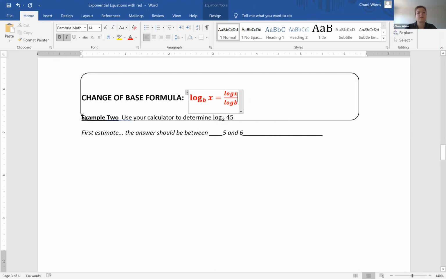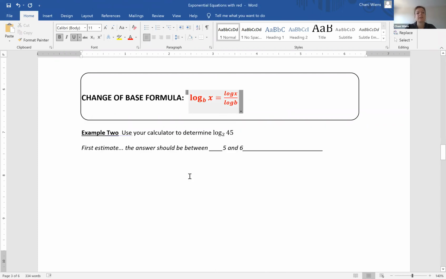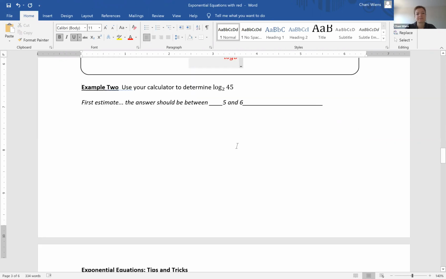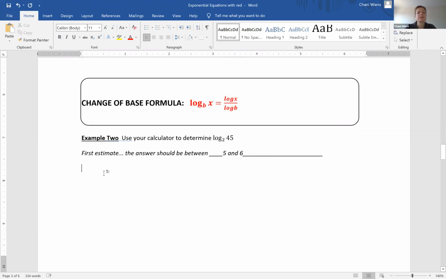Okay, so for example, if you have log base 2 of 45, first think the answer should be between 5 and 6, because it's saying 2 to what power is 45? 2 to the power 5 is 32, 2 to the power 6 is 64, so it's somewhere in between. So to do this in your calculator, in this case, I'm going to annotate.